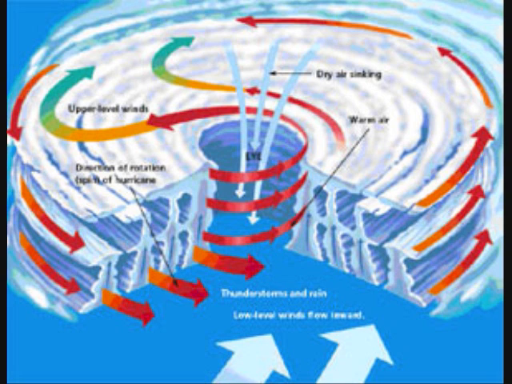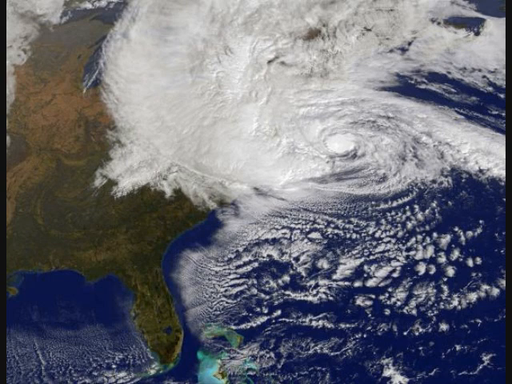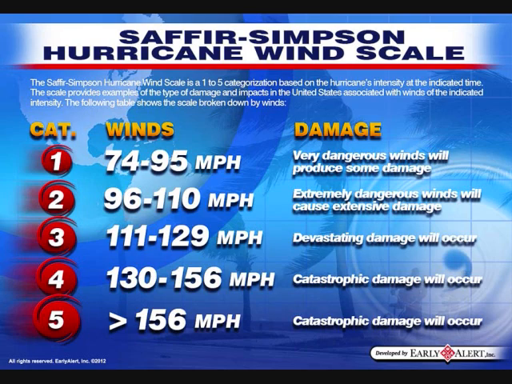Global winds, or trade winds, help the hurricane move. The storms can continue to grow and move as long as they have warm, moist air to fuel them. Some hurricanes can grow to be hundreds of miles wide. Hurricanes are classified into categories based on their wind speeds.